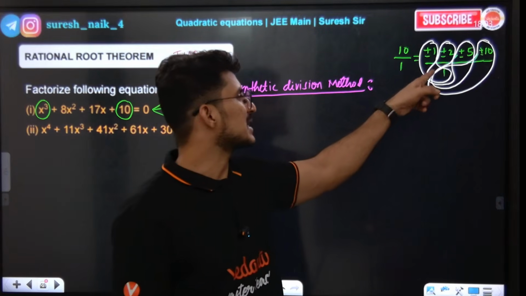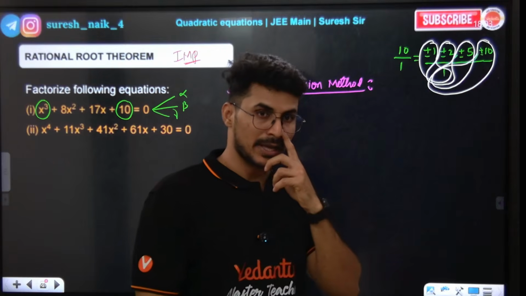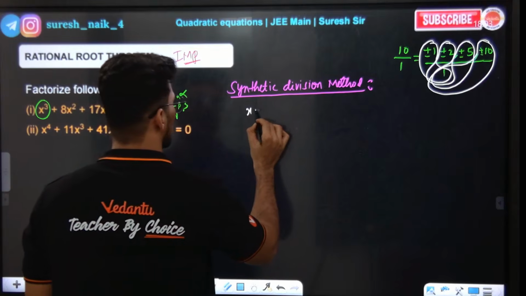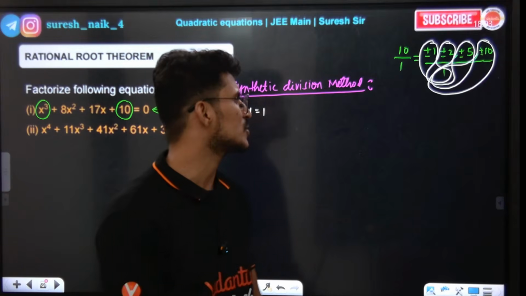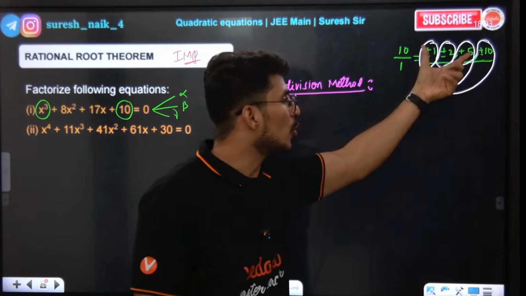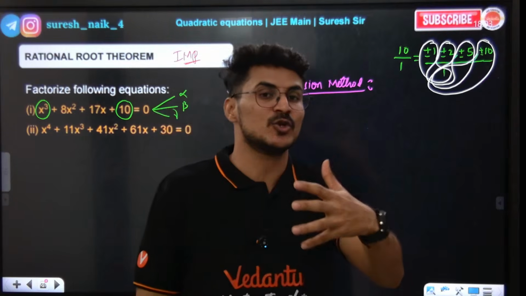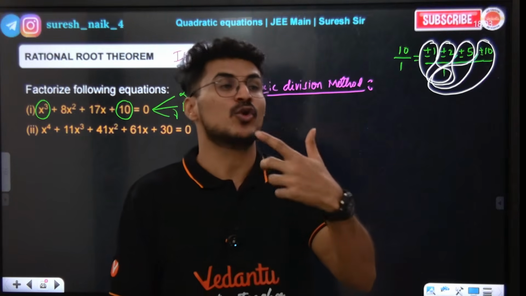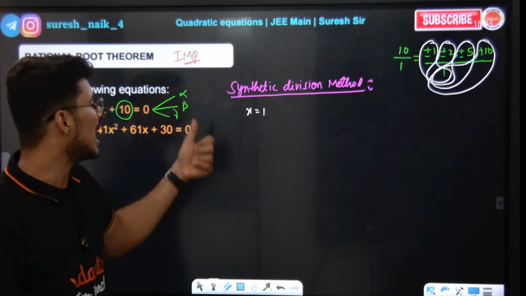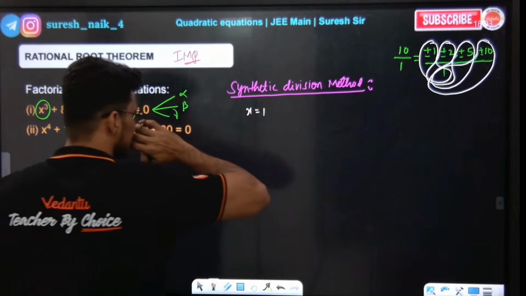You take plus or minus 1 by 1, plus or minus 2 by 2, plus or minus 5 by 1, 10 by 1. Okay, look at the board everyone. Let me take x is equal to 1. I'm taking x is equal to 1 or minus 1, 2 or minus 2, 5 or minus 5, 10 or minus 10. Some value will definitely satisfy the question. By using the trial and error method, find one root. Let's say alpha is my root.